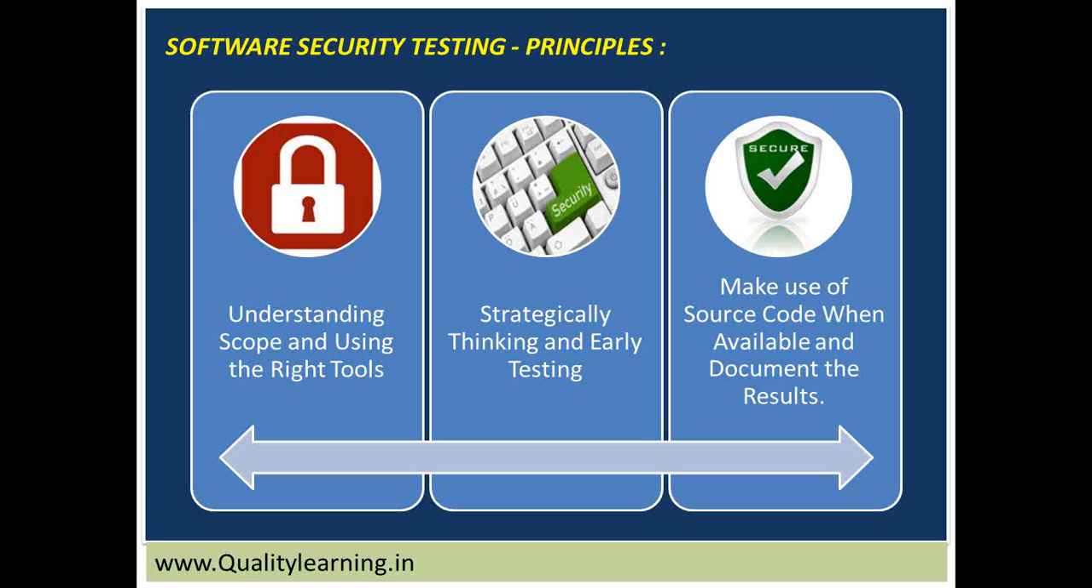So ensure that you document the results in detail, because tomorrow if a problem happens, you may say that you have tested the application and it has a foolproof mechanism in place. But once you get information that it has been hacked, you can go back and see, using the logs, how the hacking was done and where the particular loophole happened. That is what I'm talking about. So make the best use of the source code and document the results.